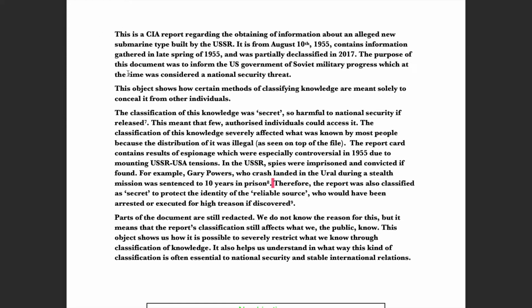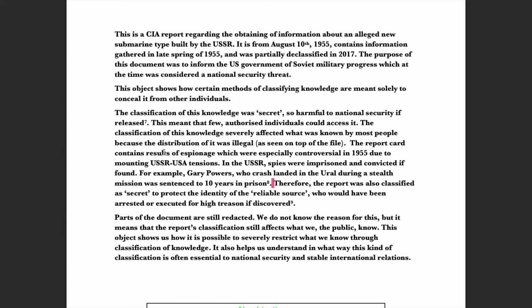Again, I very concisely, very briefly stated what this object is, when it's from, what it's about, and then stated my unique knowledge claim, basically what this object introduces into the exhibition. Then I write, the classification of this knowledge was secret, so harmful to national security if released. This meant that few authorized individuals could access it. The classification of this knowledge severely affected what was known by most people, because the distribution of it was illegal, as seen on top of the file.